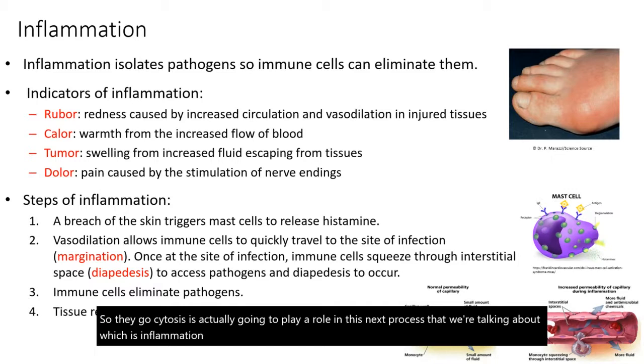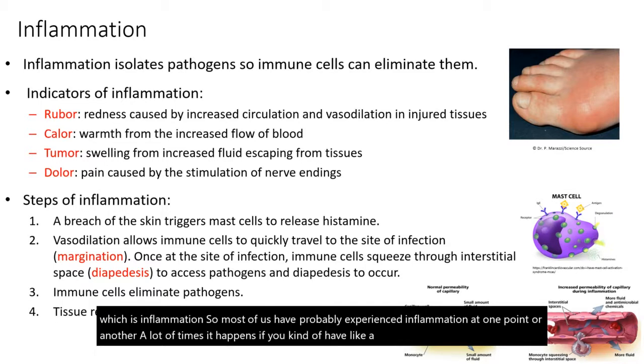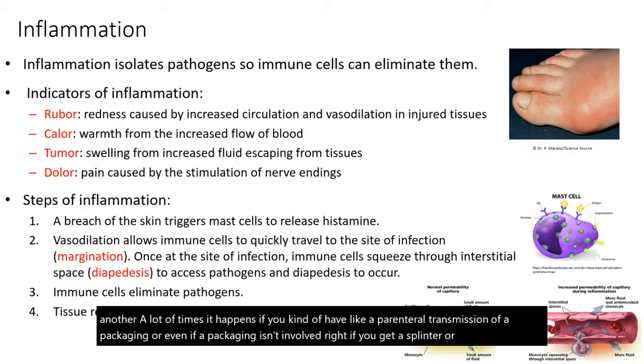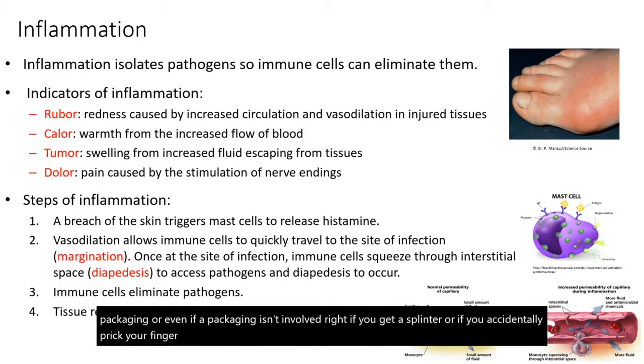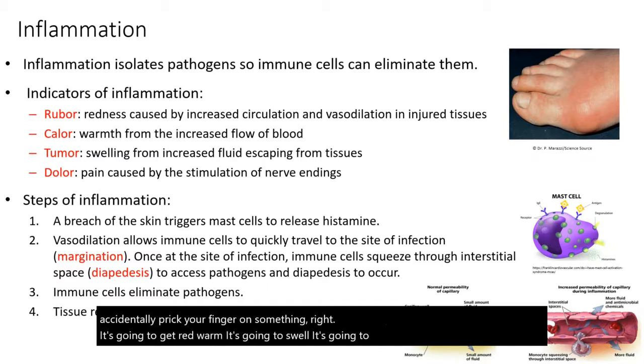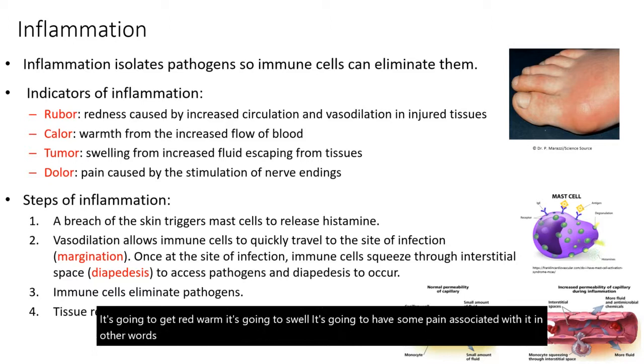Most of us have probably experienced inflammation at one point or another. A lot of times it happens if you have a parenteral transmission of a pathogen, or even if a pathogen isn't involved, right? If you get a splinter or if you accidentally prick your finger on something, it's going to get red, warm, it's going to swell, it's going to have some pain associated with it. In other words, it becomes inflamed.